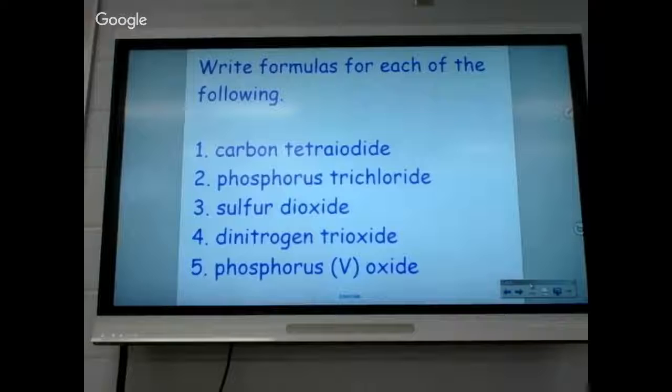Guys, you're going to need to finish these 5 for homework if you don't get them done. You're either going to need to snap a picture of them or write it down the back of your homework paper at the rate you're going. Remember, the prefix tells you the subscripts. So what now?